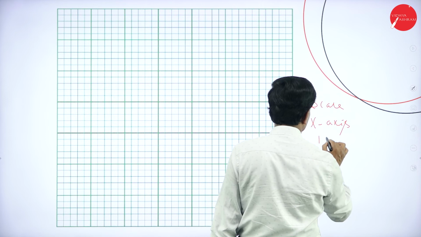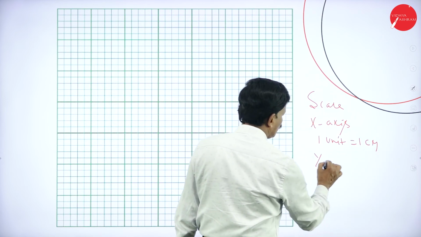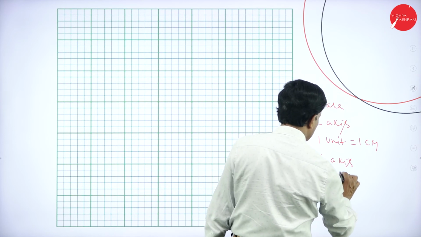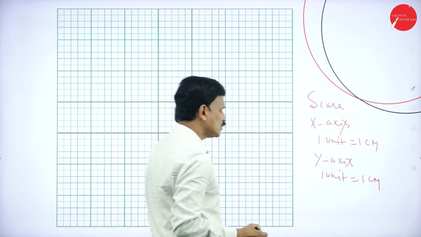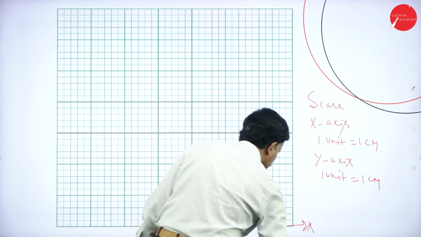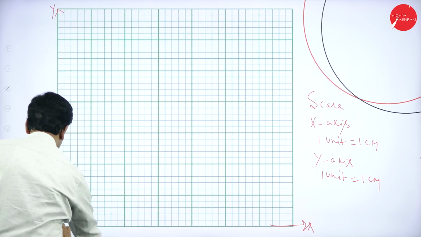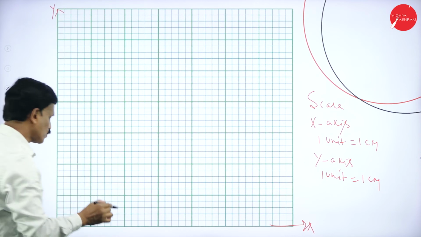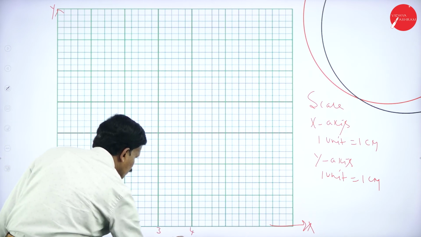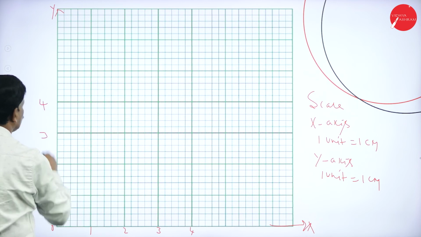On the x-axis, 1 unit is equal to 1 centimeter, and on the y-axis also 1 unit is equal to 1 centimeter. Now let us consider this as the x-axis and this is the y-axis. This is the origin. Each unit is equal to 1 centimeter. Here it is 1, 2, 3 and 4.